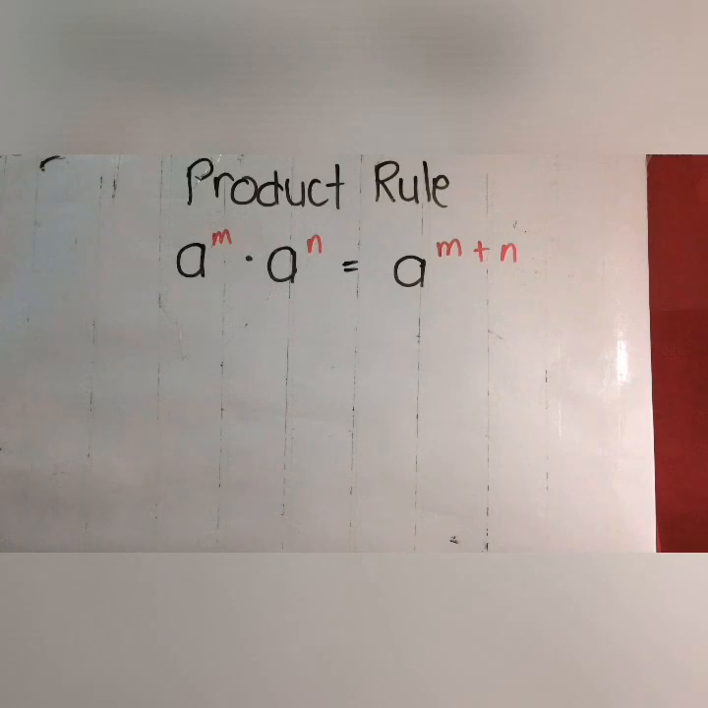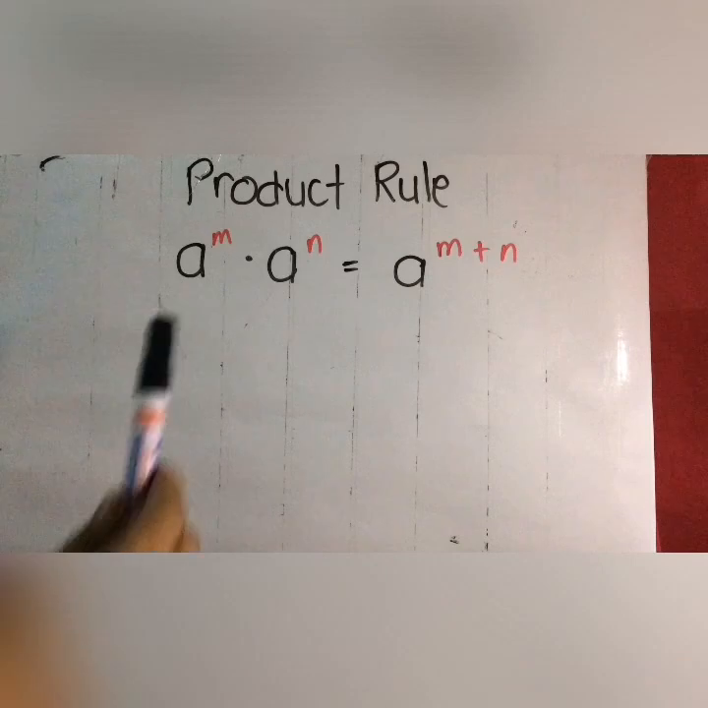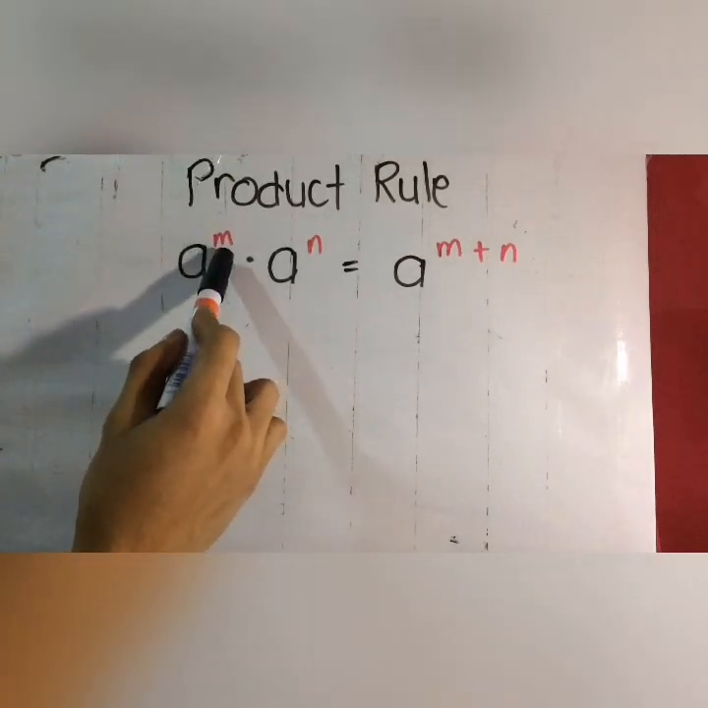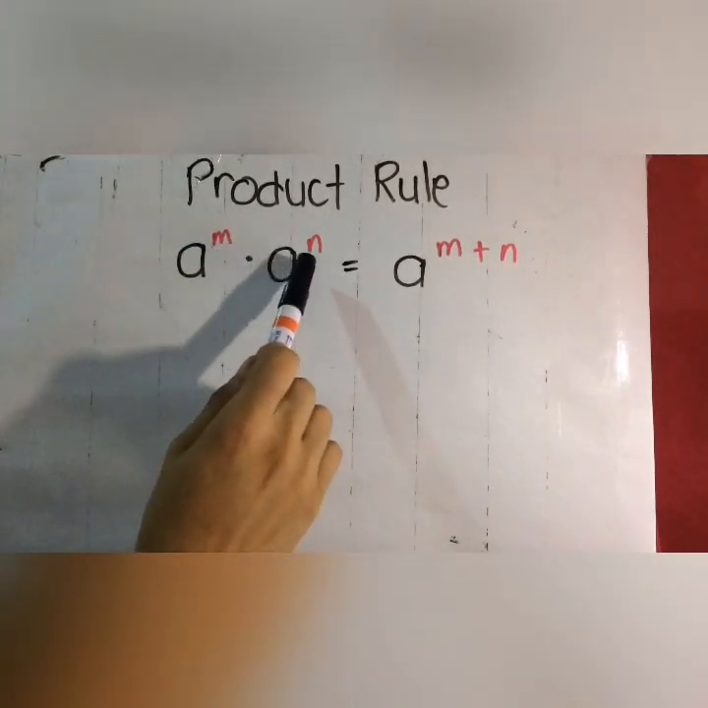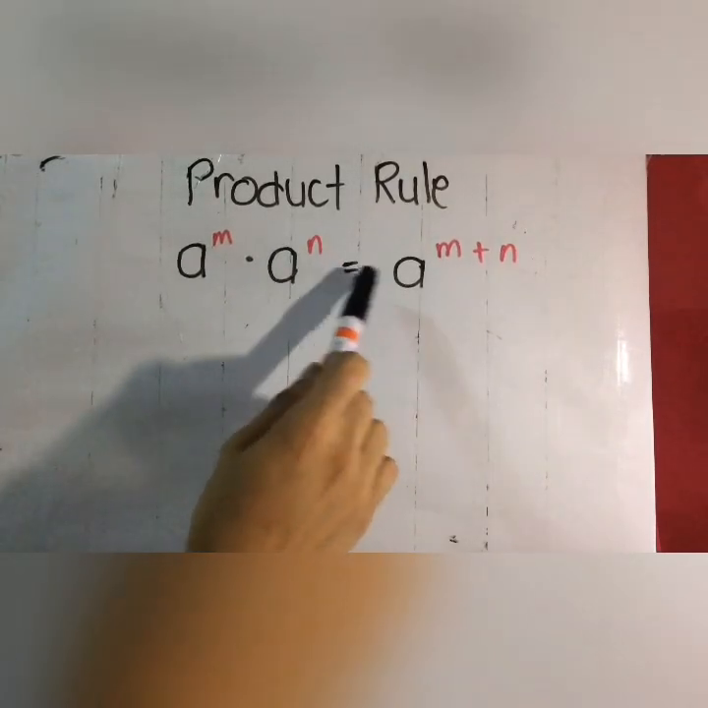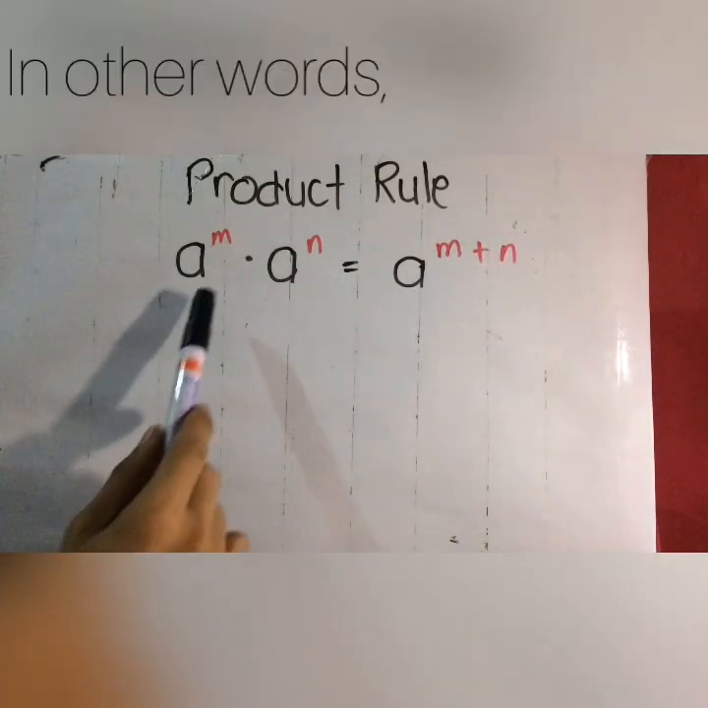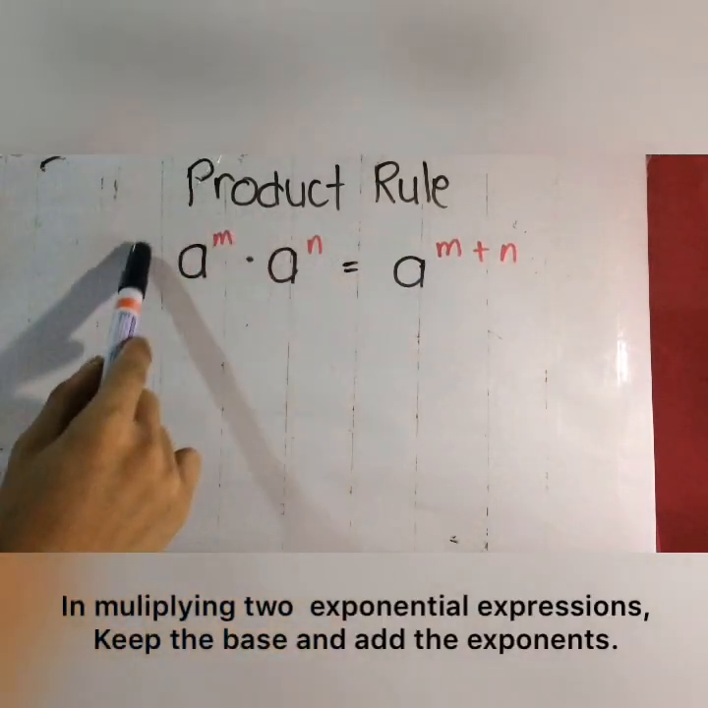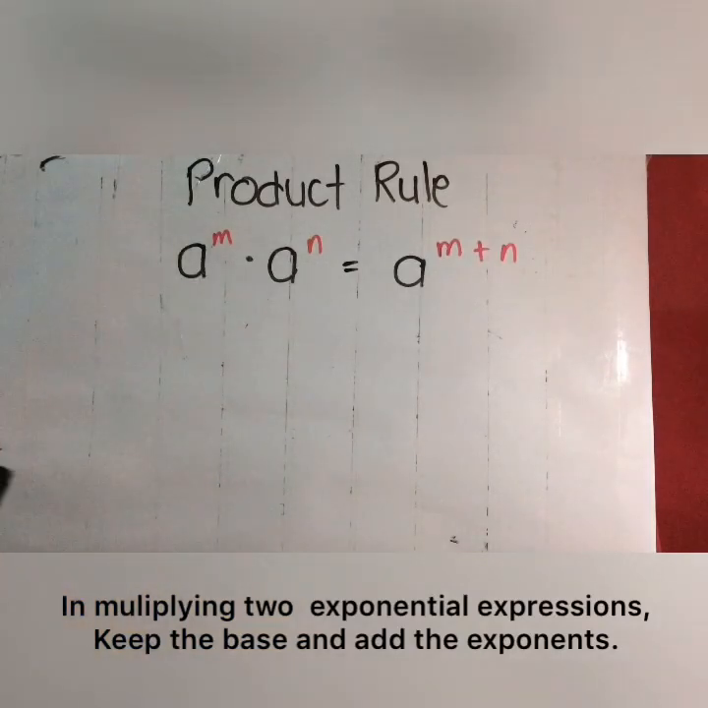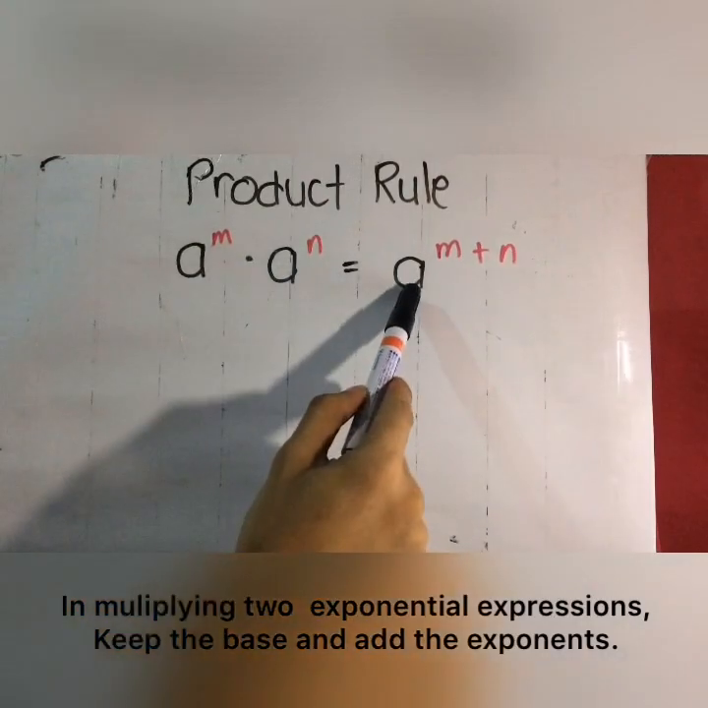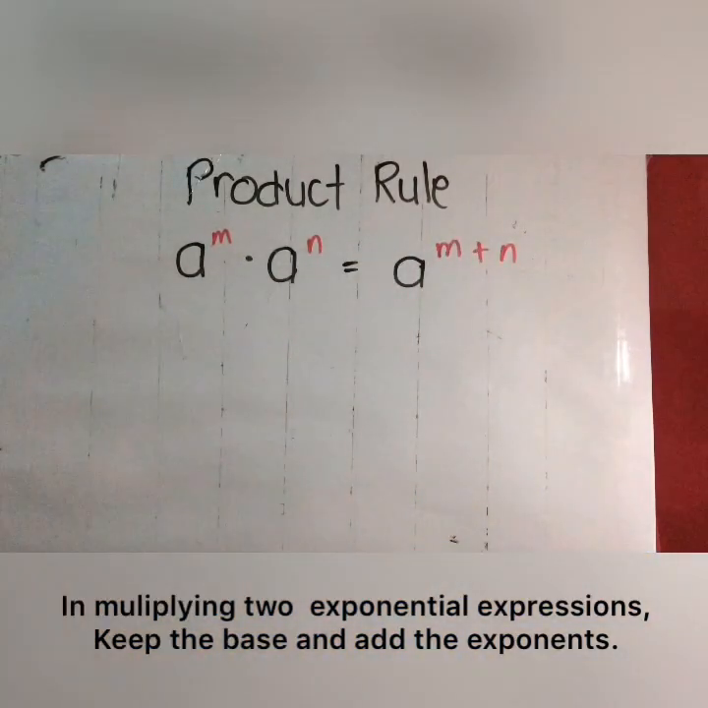Let's proceed to the product rule of exponents. By definition, if m and n are natural numbers, then a to the power of m times a to the power of n is just equal to a to the power of m plus n. Or in other words, in multiplying two exponential expressions with the same base, you have to keep the base and add the exponents.